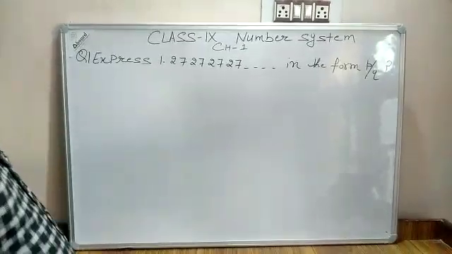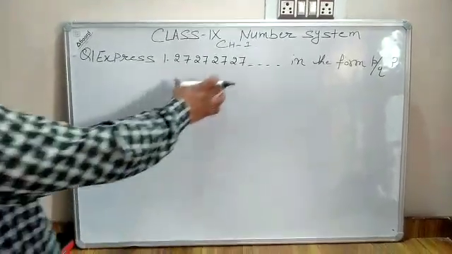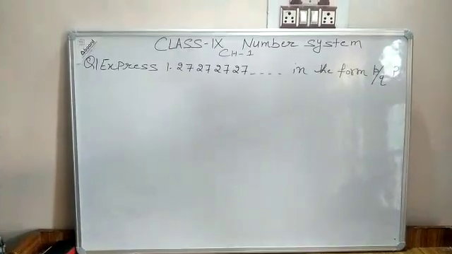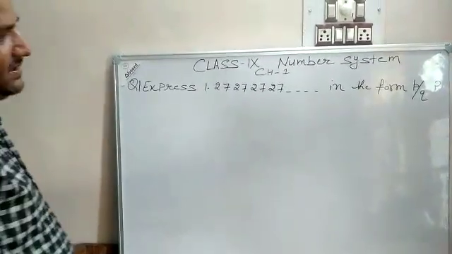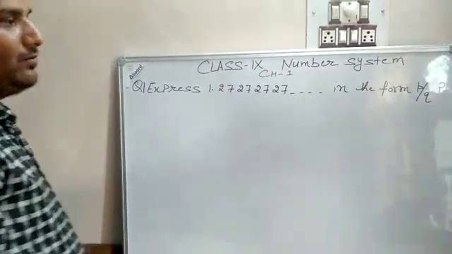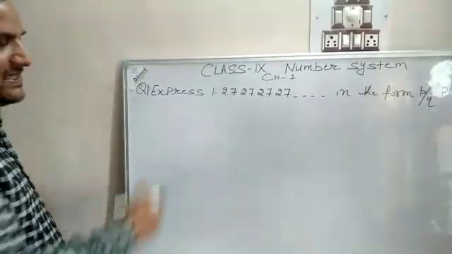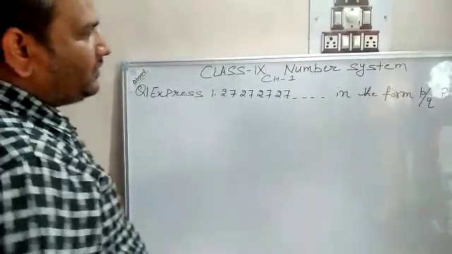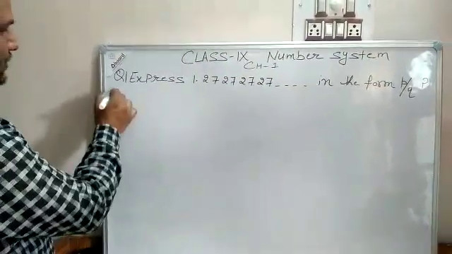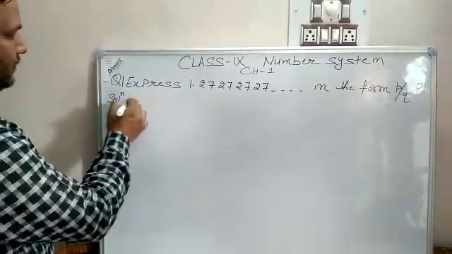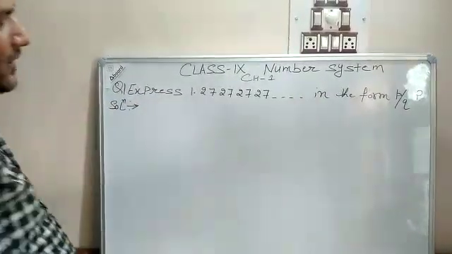It is important to understand what type of question this is. Generally, we have two types of questions that we have to write in the form of P upon Q. This is type 1, and later on we learn about type 2. So let us start the solution. All of you try to understand properly.